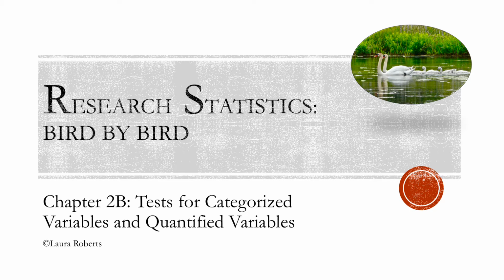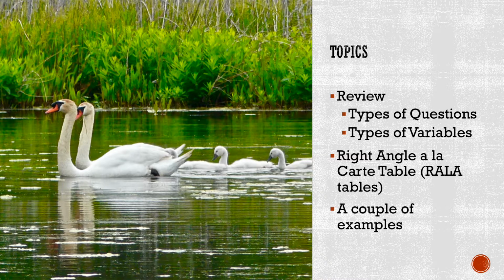There are different kinds of analyses used for each type of question, descriptive versus correlational, and for each type of variable, categorized versus quantified. It may seem a little overwhelming to memorize all these different tests, but it really is quite manageable when you use the tables I'm showing you. The topics for this lesson are: first, we'll review types of questions and types of variables, and then I'll introduce the right angle a la carte table, or the RALA table, and then we'll look at a couple of examples.